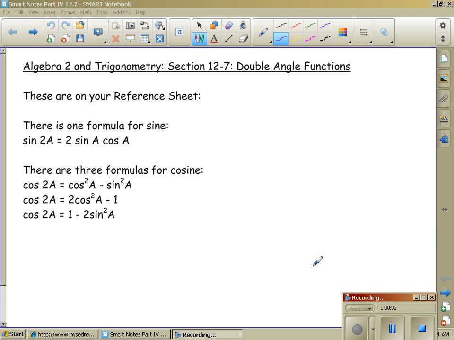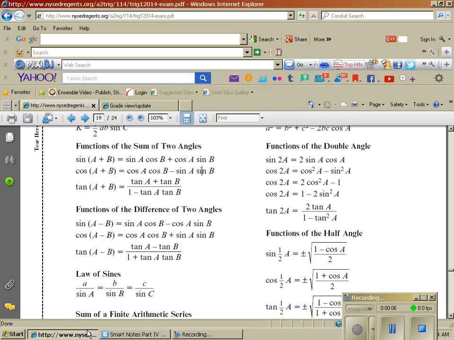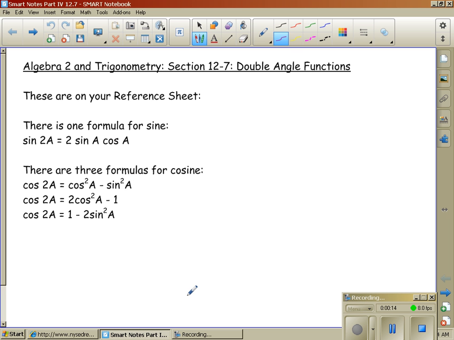The next section is the double angle functions. These are also on your formula sheet. So we have the functions of the double angle: sine, cosine, tangent. And I've written them right here.